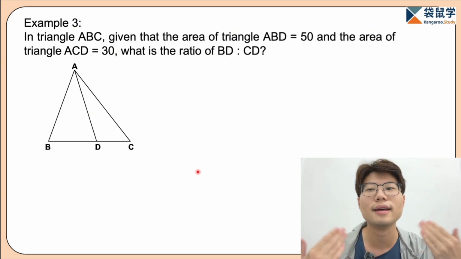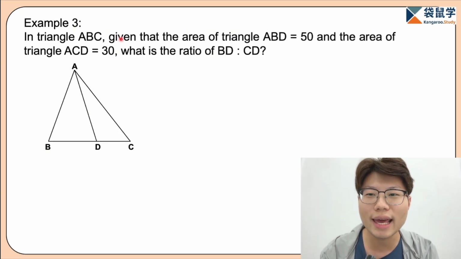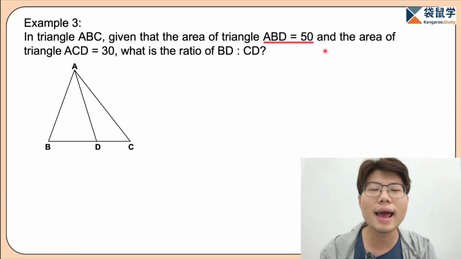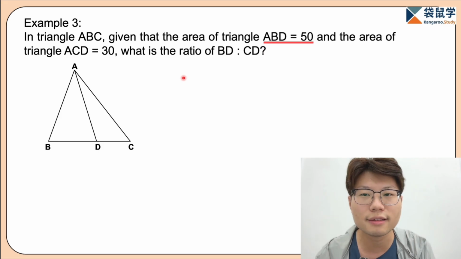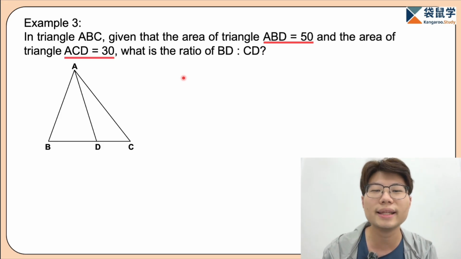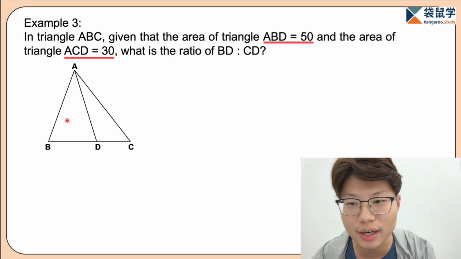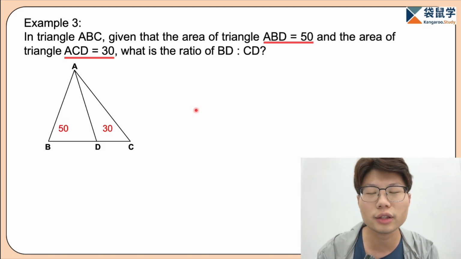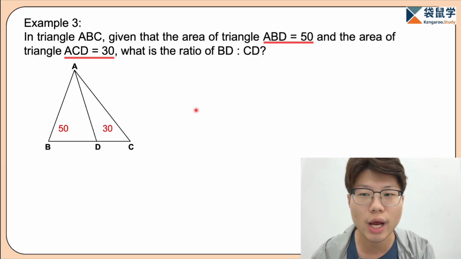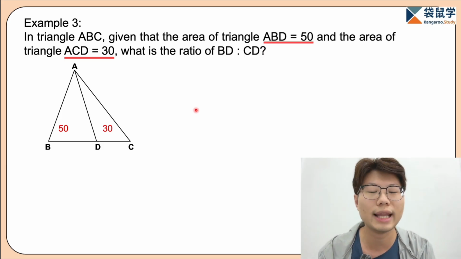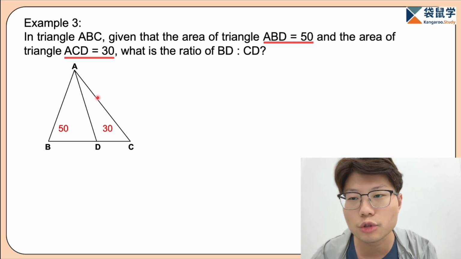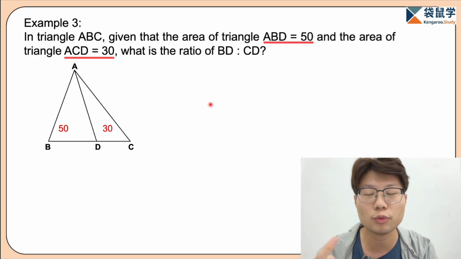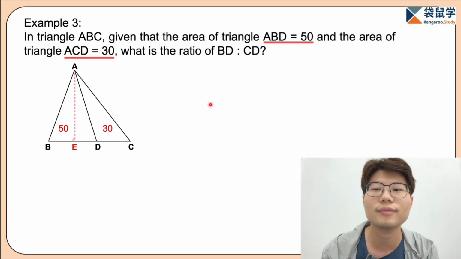Okay, then let's see example 3. In triangle ABC, given that the area of triangle ABD is 50 and the area of triangle ACD is 30, what is the ratio of BD to CD? So here, let's mark 50 and 30 in the figure. And we just discussed before how to represent the area of this triangle. Let's make the height first. In triangle ABD, if we take BD as its base, the height is AE.